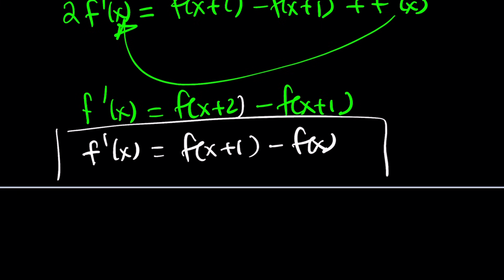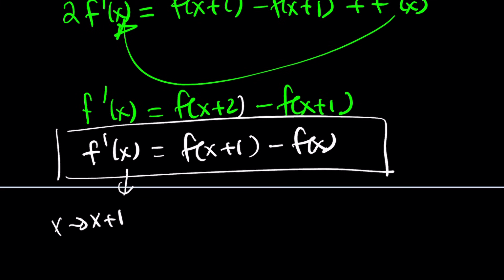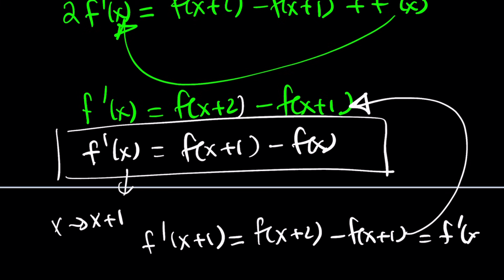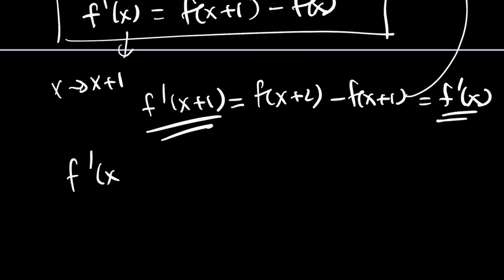So let's start with this equation and then replace x with x plus 1 on both sides. That gives us f prime of x plus 1 equals, now be careful because I'm replacing x with x plus 1, so that gives me f of x plus 2 minus f of x plus 1. You see, I'm changing the left-hand side, and of course the right-hand side changes, but it actually doesn't because it's the same as f prime. Does that make sense? So now this expression is the same as f prime. So now we got this equality, which is critical here. So the conclusion is f prime of x plus 1 equals f prime of x.